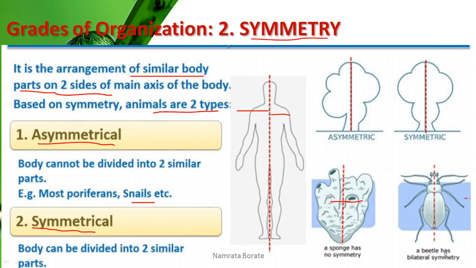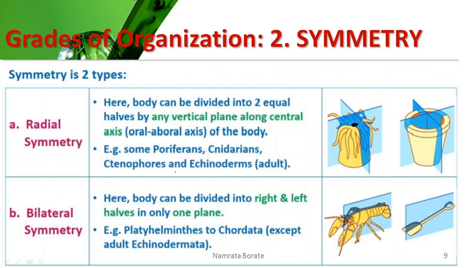The body can be divided into two similar parts. So you can see here, the body can be divided into two similar parts on two sides, that's the right and the left side of the main axis. That way it is called symmetrical. Symmetry is of two types. The first one is radial symmetry and the second one is bilateral symmetry.